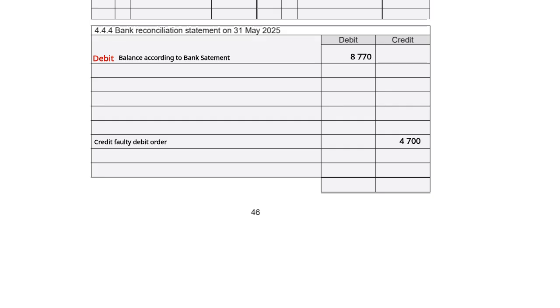Number J. A deposit of 17,000 Rand on 28 May and a deposit of 9,400 Rand on 30 May appears in the cash receipts journal but not on the bank statement. So we have to go put that into our bank reconciliation statements. We're going to say credit outstanding deposits. We have two deposits that are outstanding, one for 17,000 and one for 9,400.